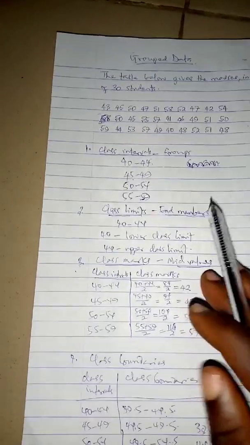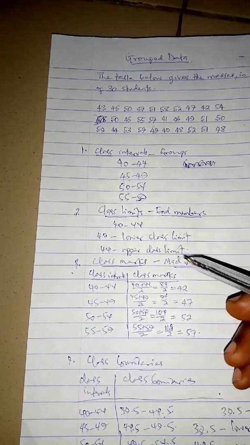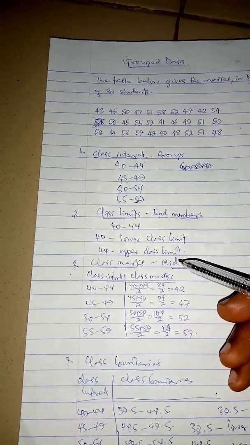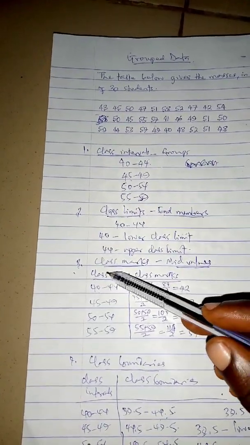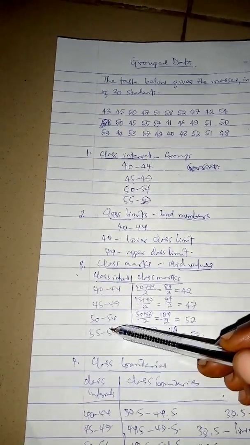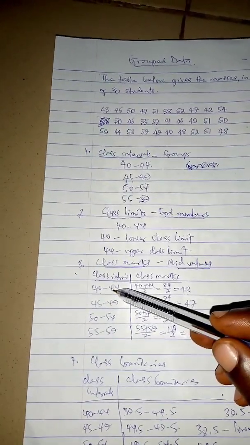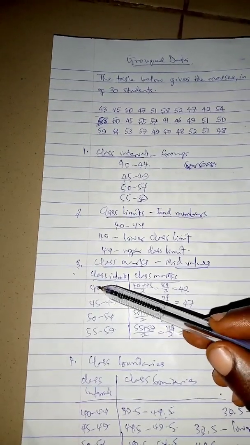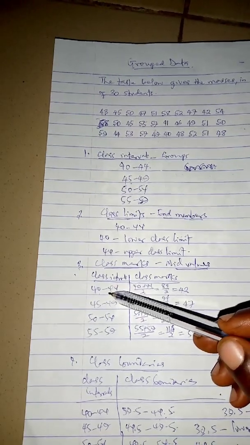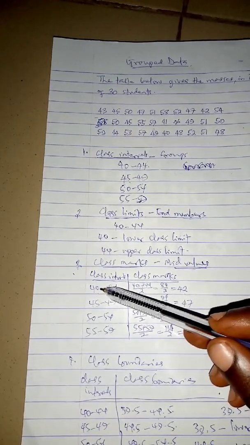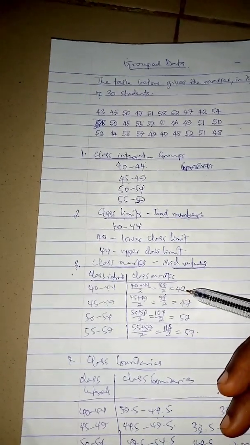Another thing you need to know is what we call the class marks. The class marks are the mid values of your class intervals. For example, if we consider the same class intervals given above, if I want the mid value here, you add the lower class limit to the upper class limit and divide by 2. Like in this case, 40 plus 44 over 2, which will give you 84 over 2, and that is 42.